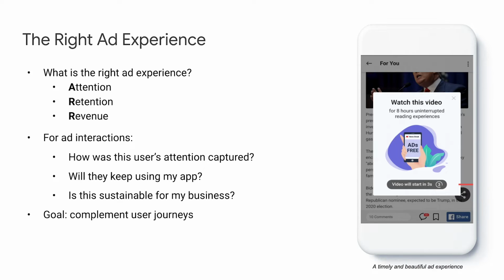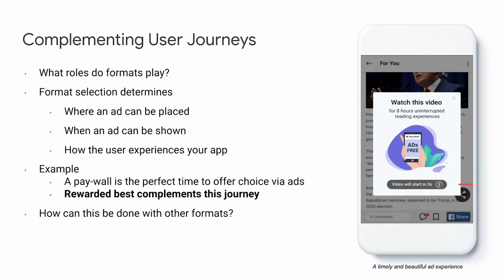So this is great. But how might this work for other formats that aren't so transactional? We'll get into that. First, let's talk a bit more about complementing user journeys and the role that formats play. Format selection determines where an ad can even be placed and when an ad can even be shown and what it looks like. In short, format selection governs how users experience ads in your app.